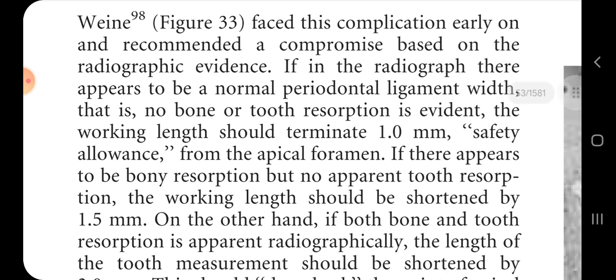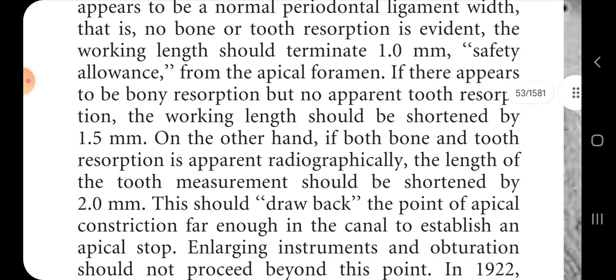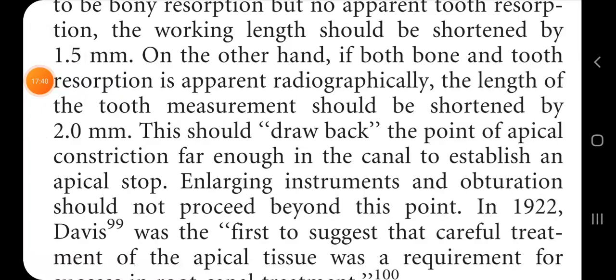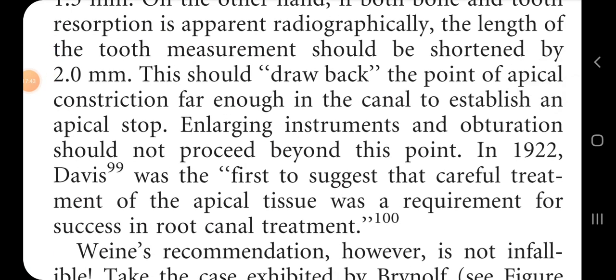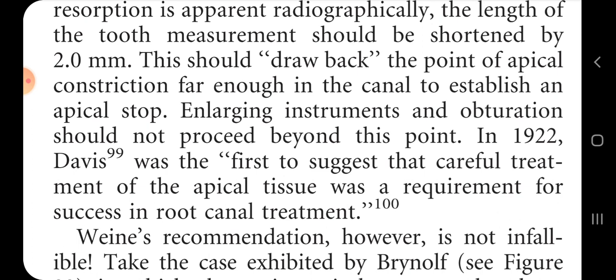On the other hand, if both bone and tooth resorption is apparent radiographically, the length of the tooth measurement should be shortened by 2 mm. This should draw back the point of apical constriction far enough in the canal to establish an apical stop.